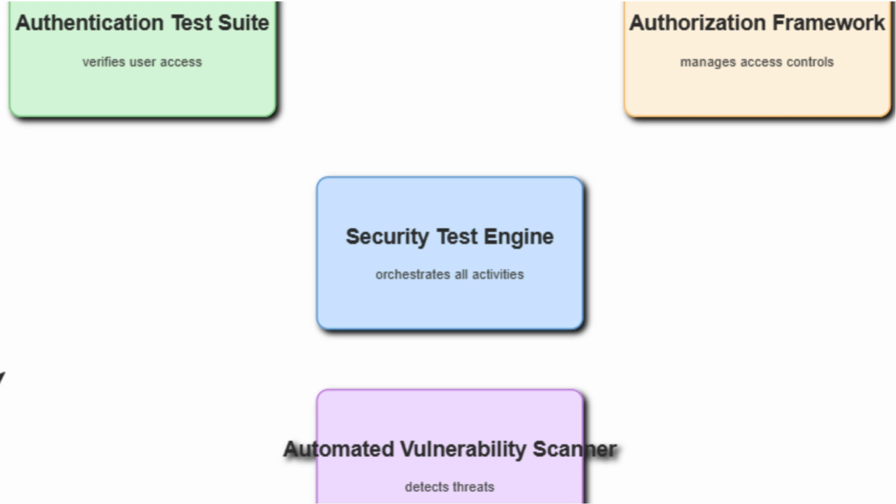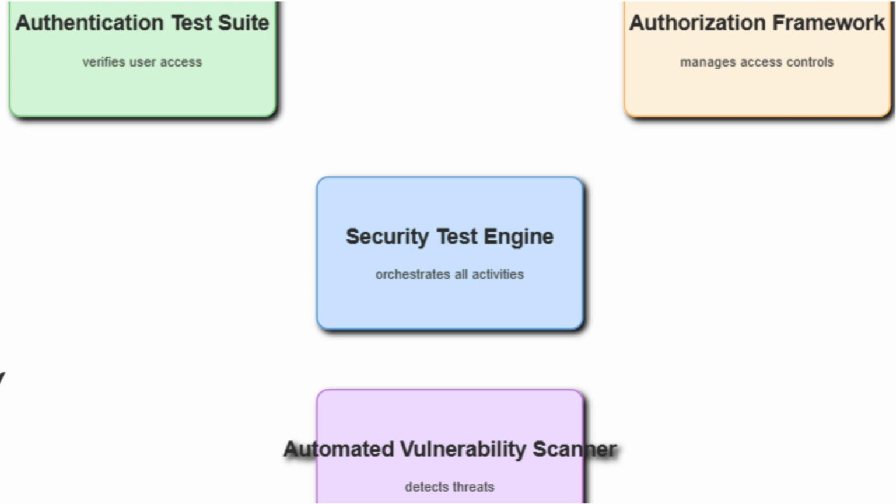Complementing this is the Authorization Framework, a sophisticated role-based testing system. It verifies that authenticated users can only access resources they're explicitly permitted to use, simulating scenarios like privilege escalation attempts to catch any gaps. Finally, the Vulnerability Scanner acts as your automated penetration tester. It continuously scans for common weaknesses like SQL injection, cross-site scripting, and security misconfigurations, integrating with known vulnerability databases to keep your system ahead of emerging threats. These components work in concert to create a formidable defense.